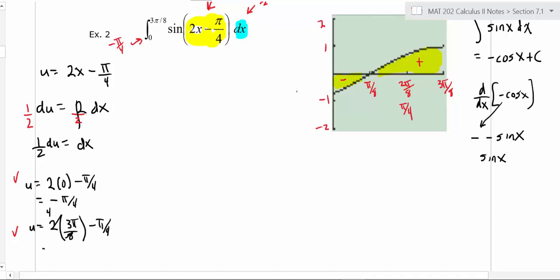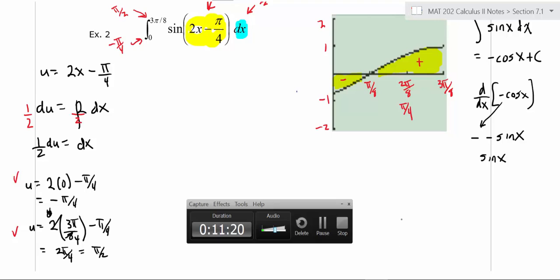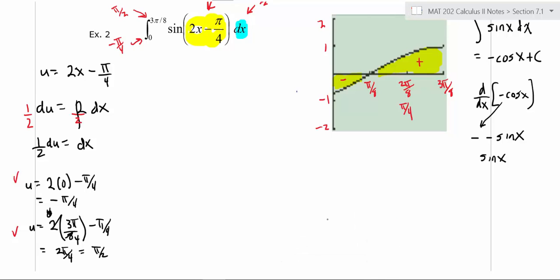Okay, so that's going to reduce down to this. That looks like that is 2 over 8. That's going to reduce to like that. That's going to be 3 pi over 4 minus pi over 4, so that's 2 pi over 4. Okay, so that's going to be pi over 2. So that limit of integration right there is going to be pi over 2. Okay, so now we're ready to set it up.